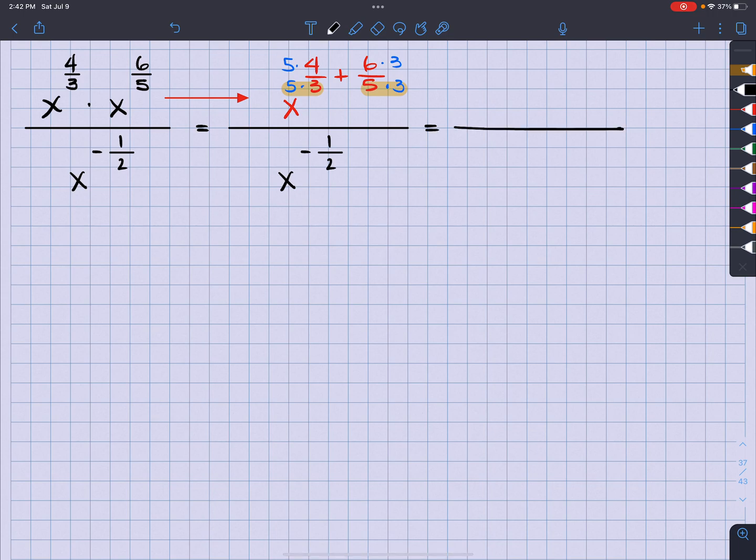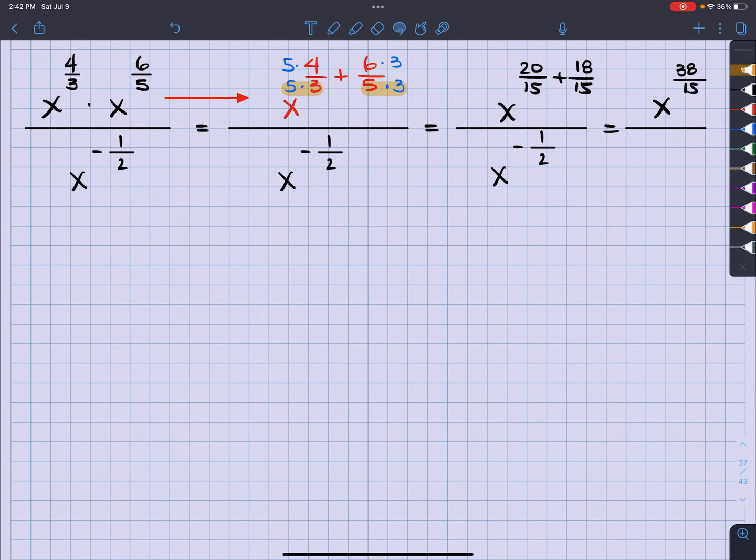So I'm going to go ahead and do this. Same thing, I'm just going to bring this over because I'm just dealing with the top only right now. All right, so what do I have on the top? I'm going to have x raised to the 20 over 15 plus 18 over 15, right? So now what I have is x to the, what would that give me, 38 over 15, over this.